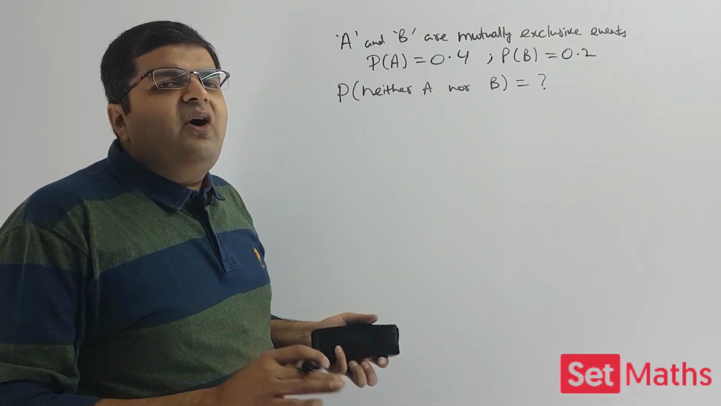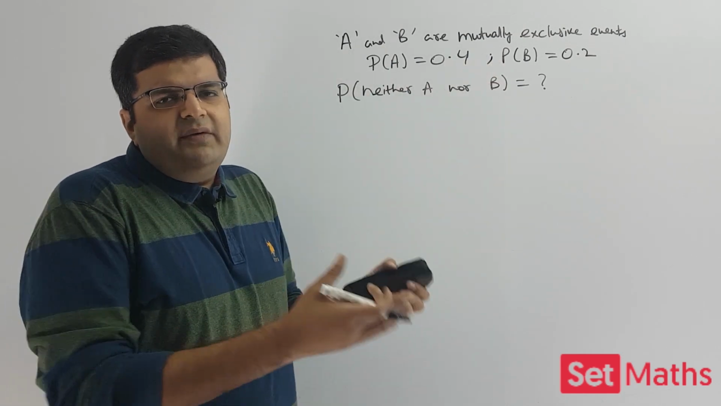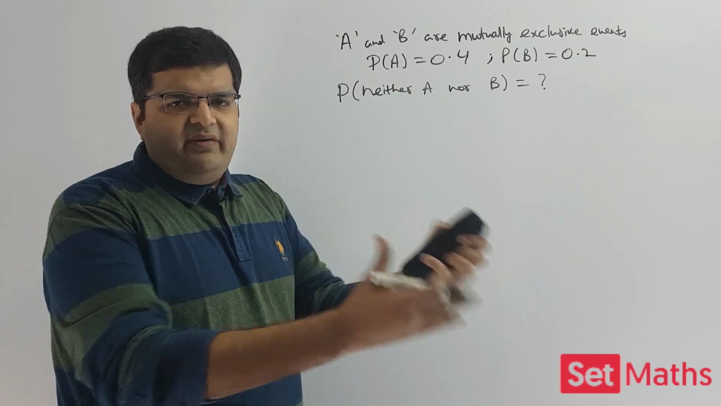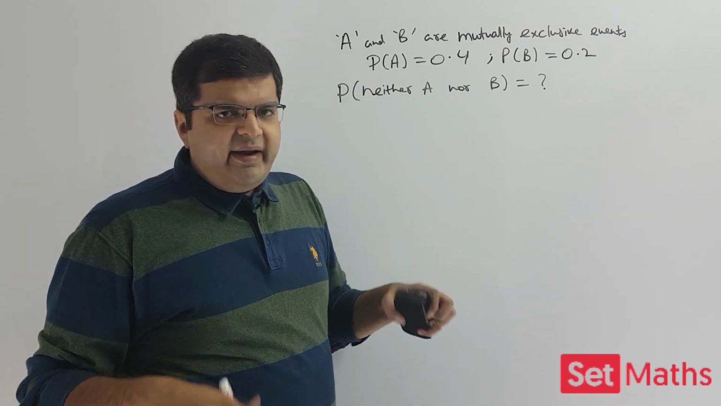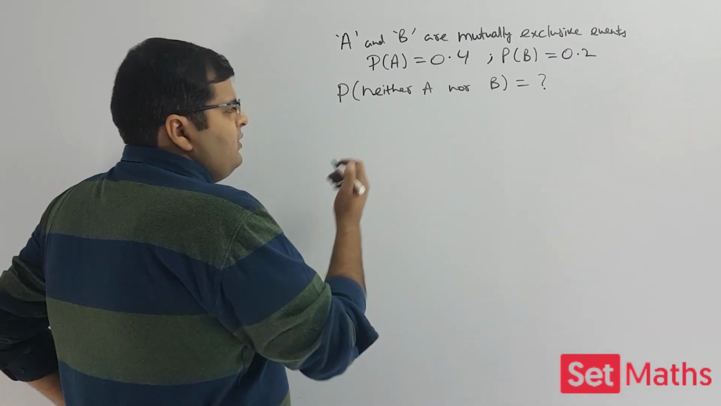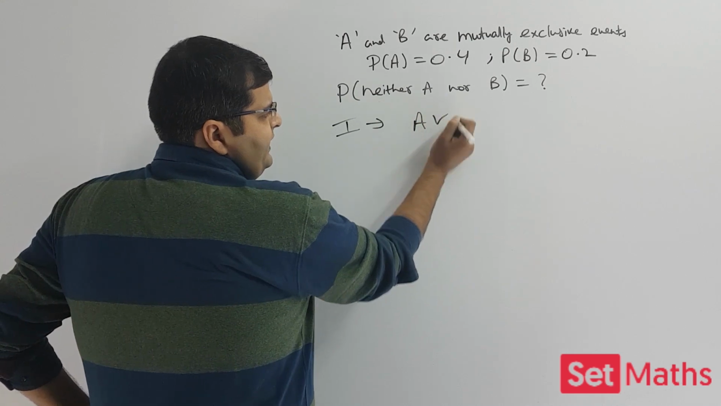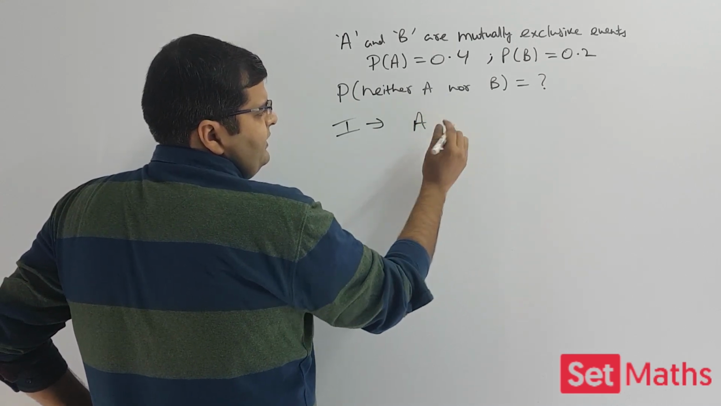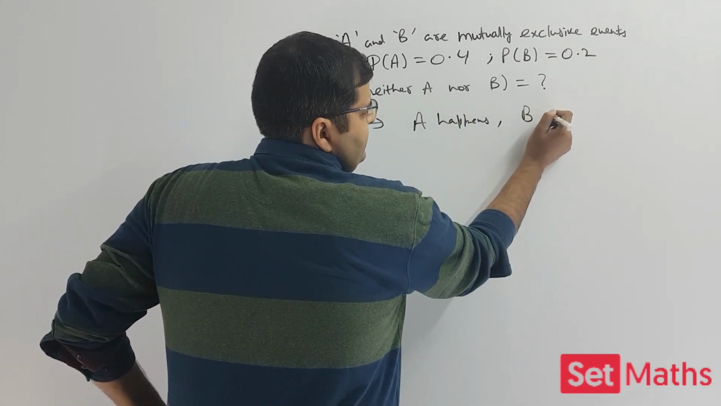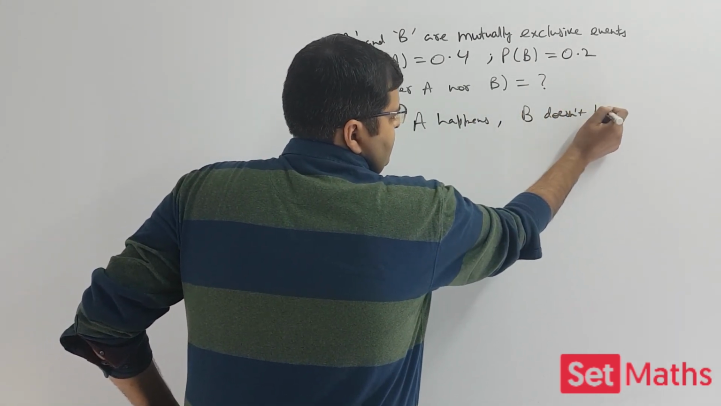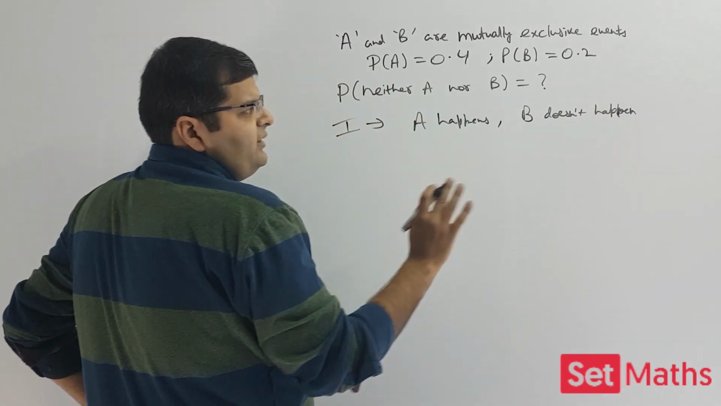Okay, so first of all, we know that these are mutually exclusive events, but first of all what we'll do is let's treat them as two events, and we'll see what scenarios we can create with these two events. What I mean is, the first scenario is that event A happens and event B doesn't happen. Okay, this is one of the scenarios.